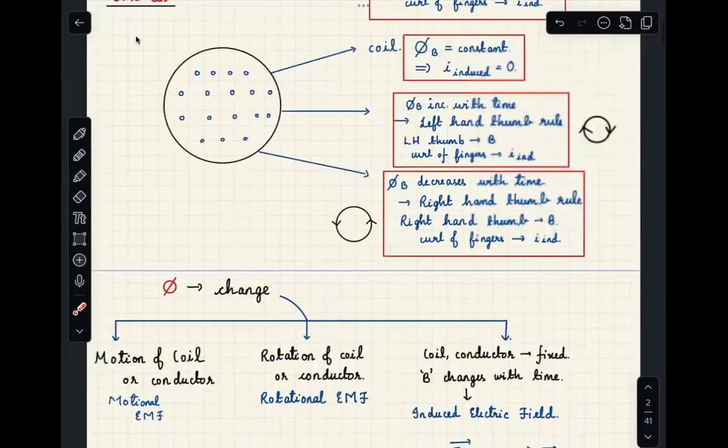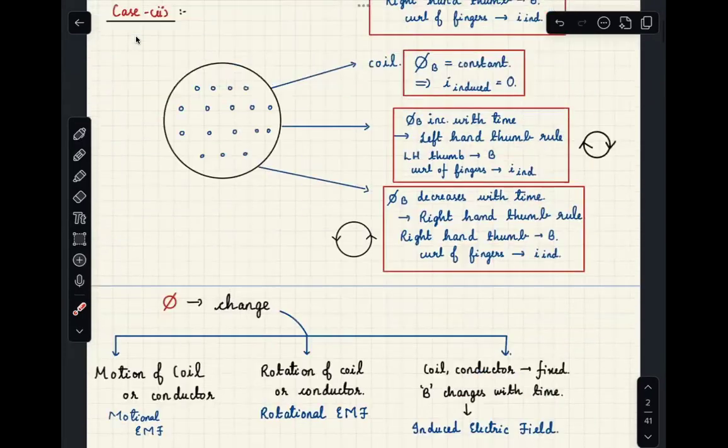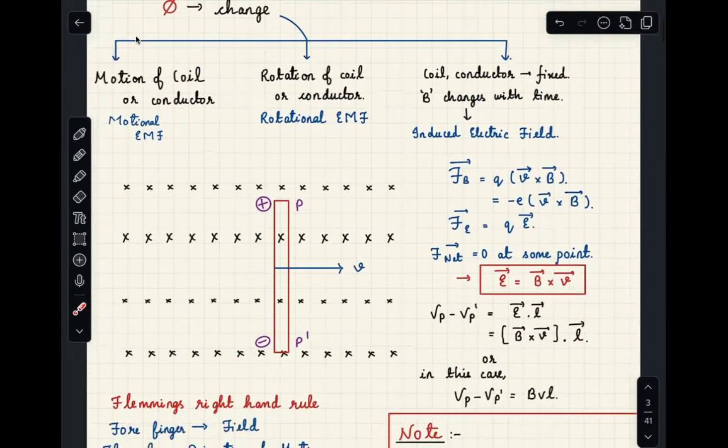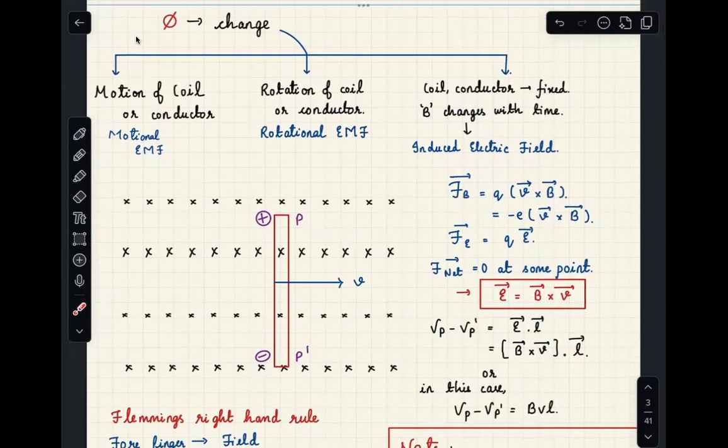Now see how flux will change. That also you need to have an idea. I am not discussing this because I have explained with inward flux. What if it is outward flux? The rule is the same. Right. How can I change the flux?